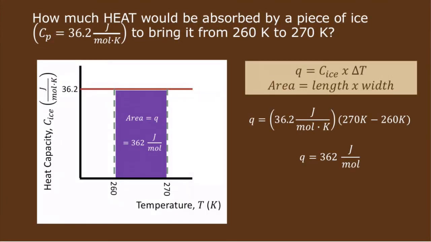Now, if we look at that, we could actually think of Q equals C times delta T as area equals length times width of a rectangle. We could even plot it on a graph, like on the left. The y-axis we could call heat capacity, and that is always 36.2. So that's a horizontal line at 36.2. And then on the x-axis we could plot temperature. So if we go from 260 to 270, those would be the two sides of the rectangle. And since area equals length times width and Q equals C times delta T, the area would be how much heat would be absorbed. So 36.2 times the quantity 270 minus 260 is 362 joules per mole.